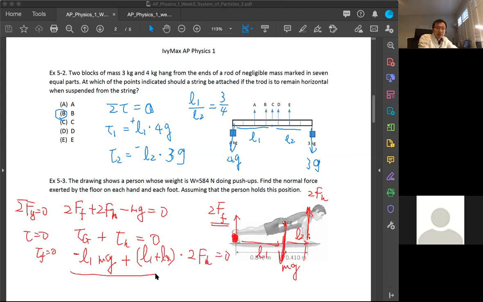And you get another equation. Together with the first equation, we have a system to solve, and that should give you the answer. The mg is given, so we only have two unknown variables, FH and F, right? And you got FH equal to 96 and F equal to 196.